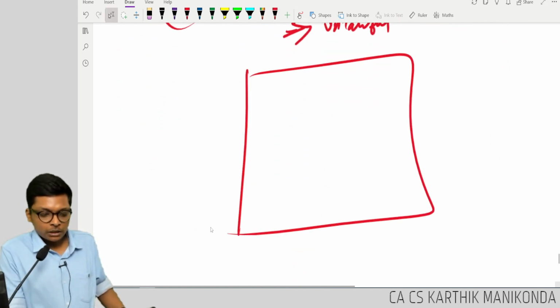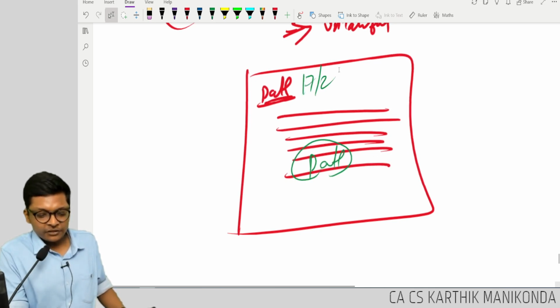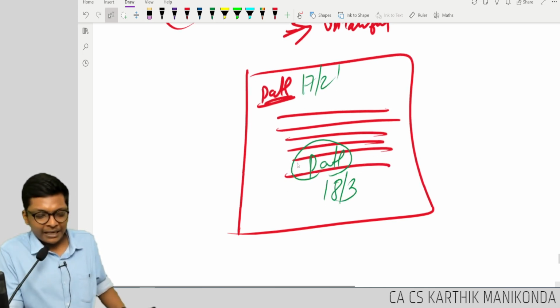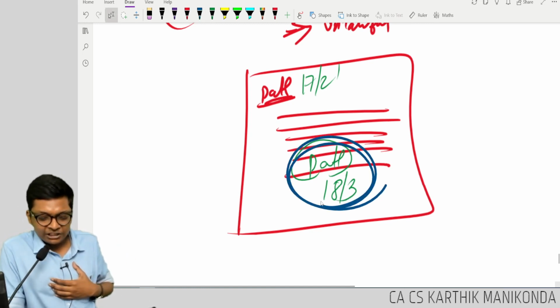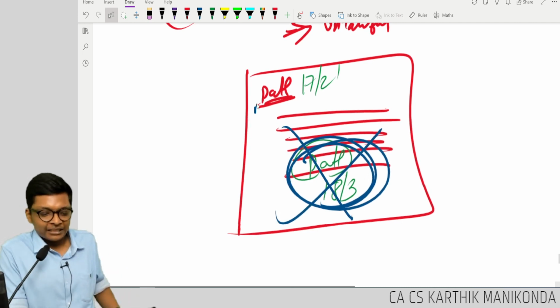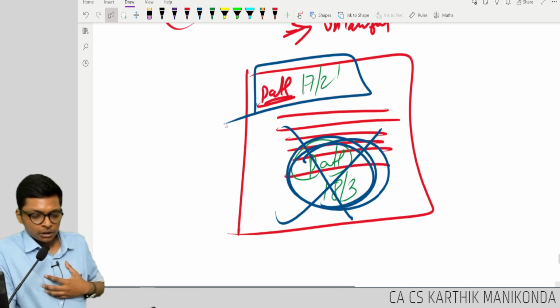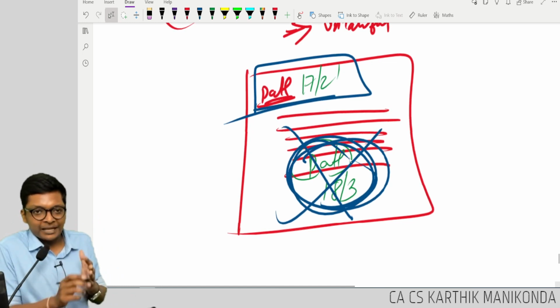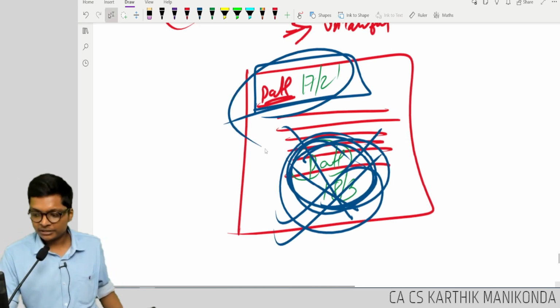Letter, date, and then paragraph. Here also I can mention some date. This can be 17th Feb. This can be 18th March. So, the date of dissolution is the date mentioned in the notice, the effective date. If no date is mentioned, then it's the date of notice. Are you following, guys? I will write this letter and say from 18th March we are dissolved. Otherwise, it is the date of notice.